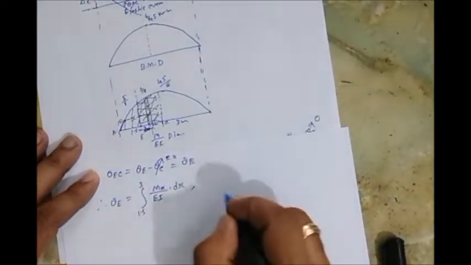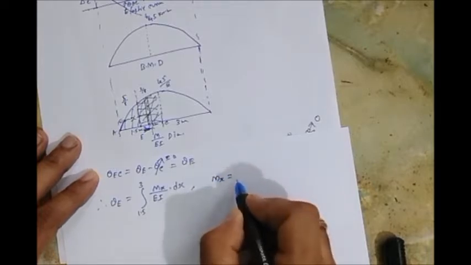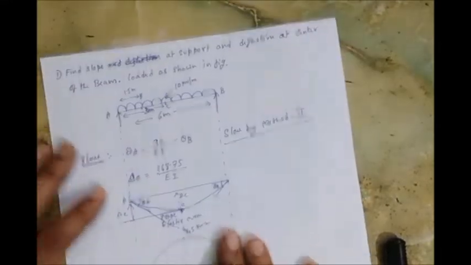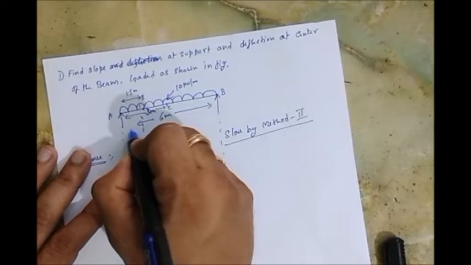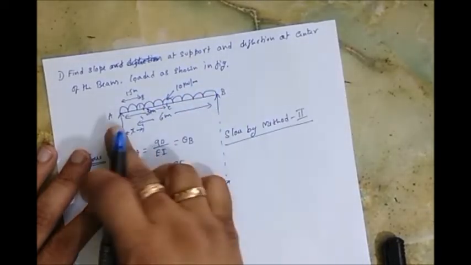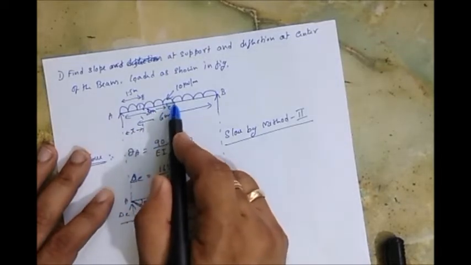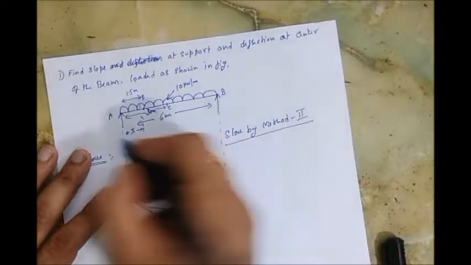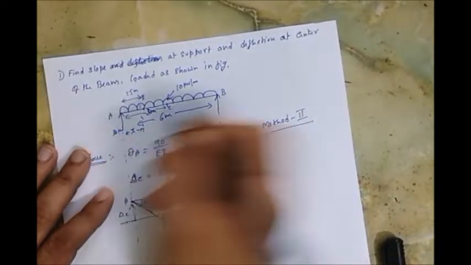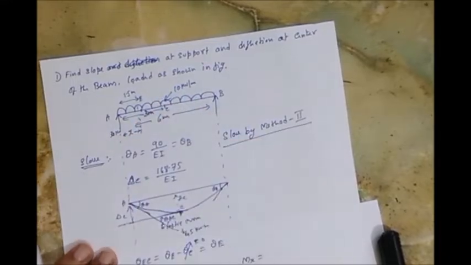Now what is Mx here? The value of Mx is the bending moment at any distance x from A. How will we find it out? First the reaction. What is the reaction VA? It is 10 into 6 divided by 2, so that is 30 kilonewton. So you have a reaction of 30 here. Then what is the bending moment at any distance x?